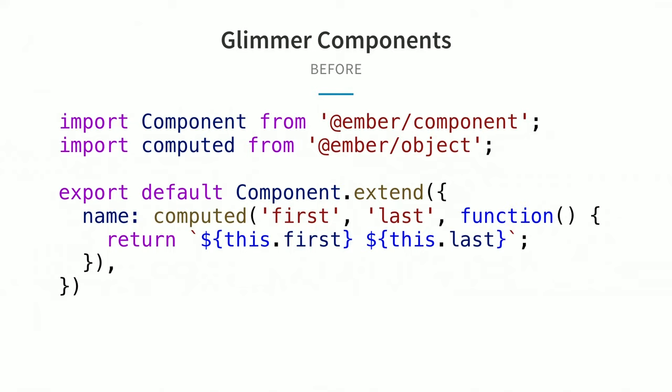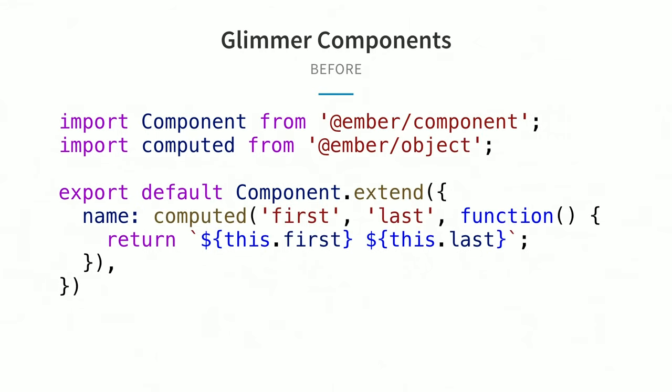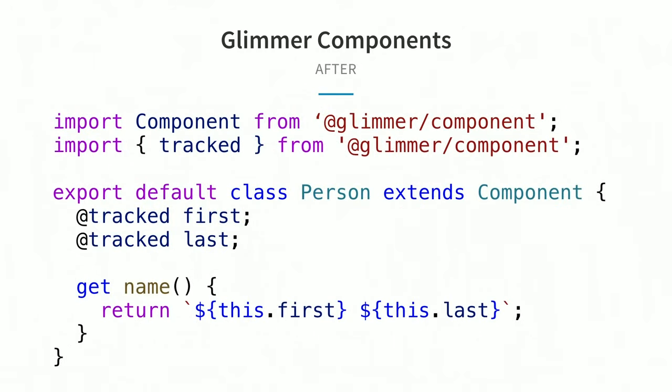So you can imagine taking a component like this and transforming it to Glimmer components like this. This builds on using Tracked for the data, and assuming it gets first and last from args, it should probably be calling this args at first, but whatever. Yes, then it wouldn't need Tracked, so it'd be a bad example. Just imagine a better example.